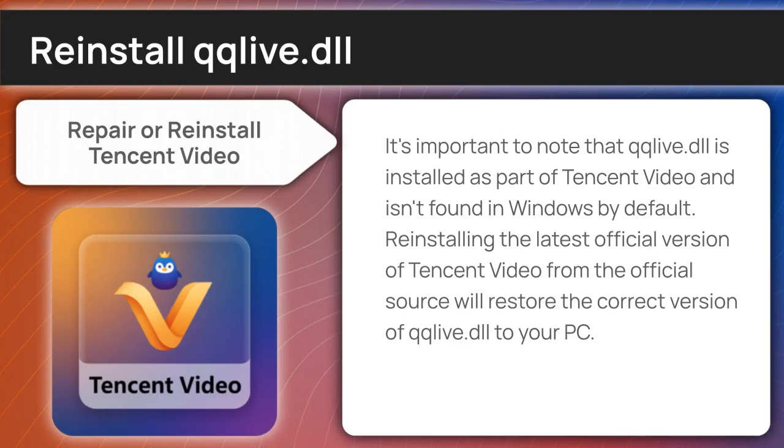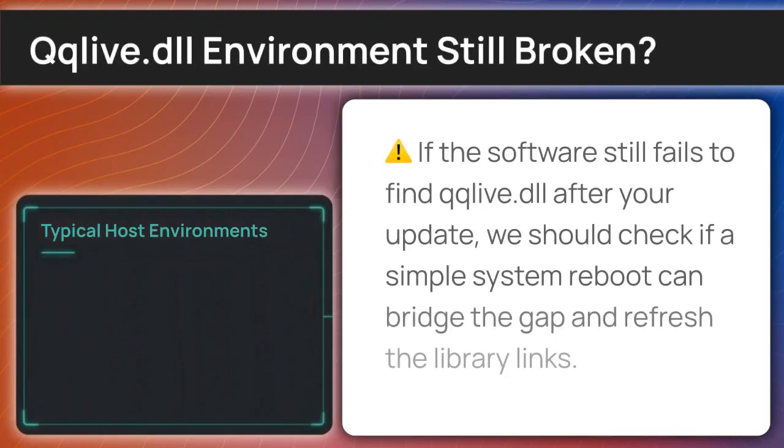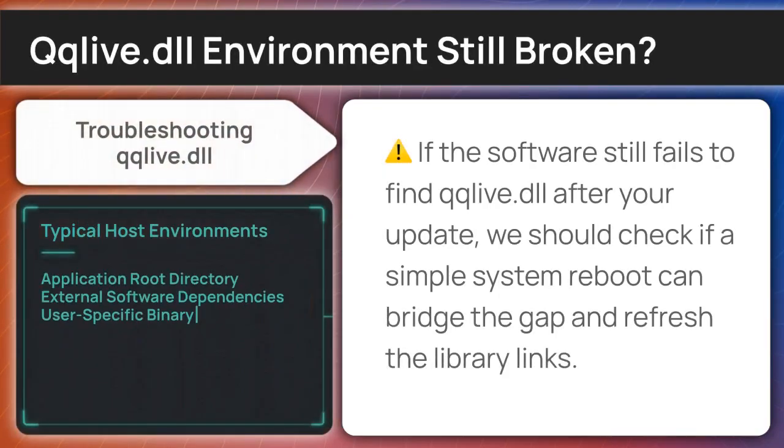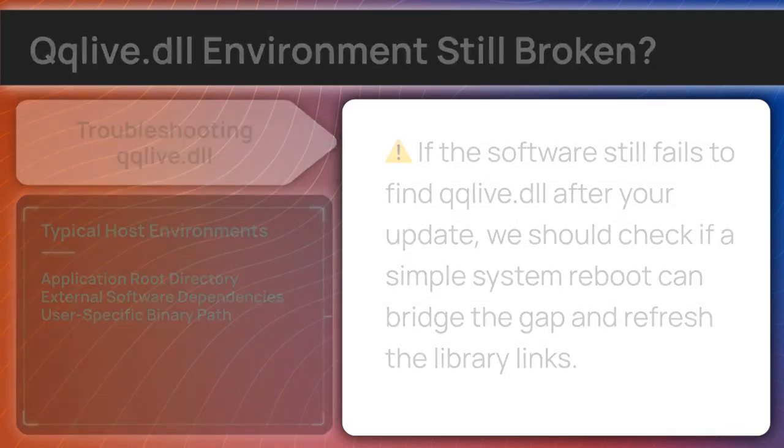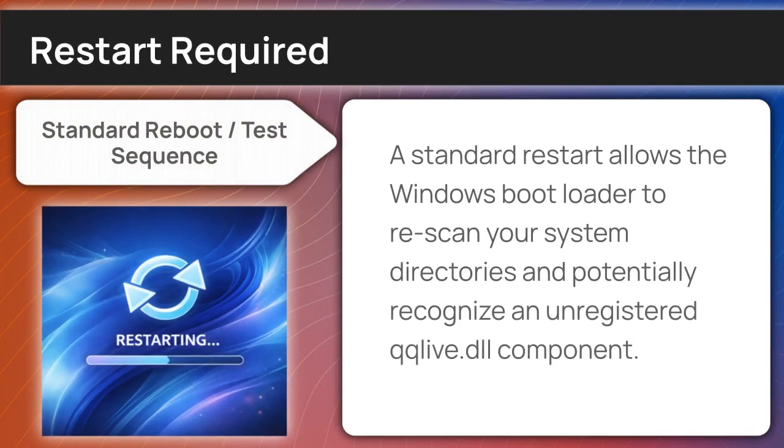Should the reinstallation fall short, the next step in our protocol is to validate the integrity of your system's startup environment. A simple restart can resolve file-in-use errors that mimic a missing Qqlive library message. It's a low-effort step that ensures your operating system starts with a clean execution stack.